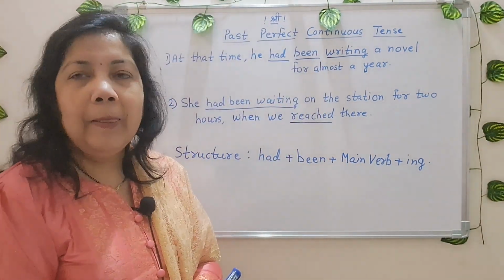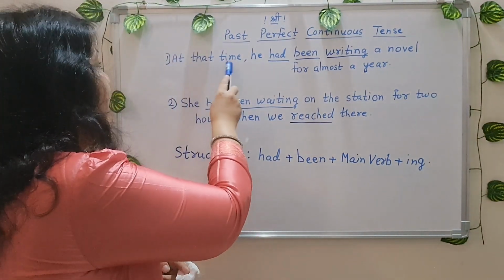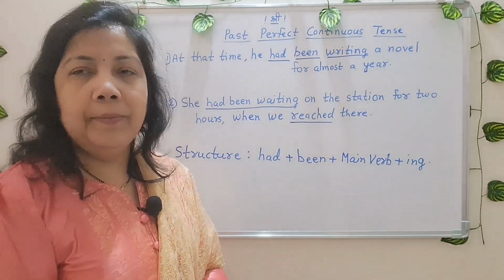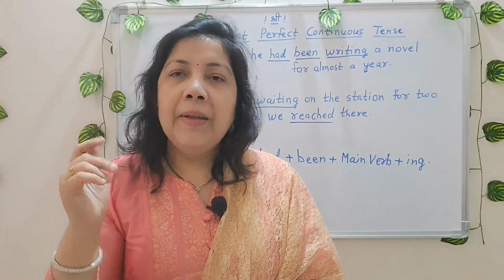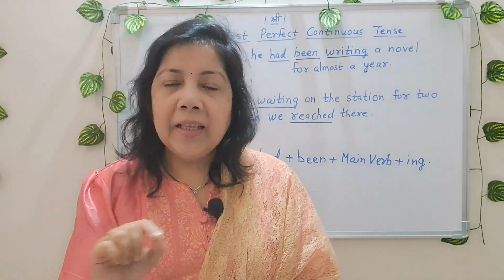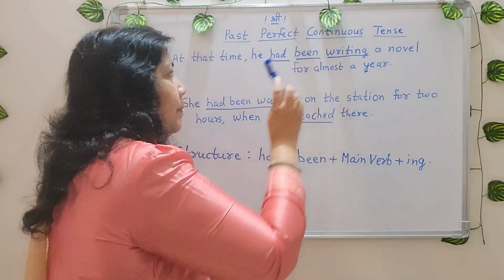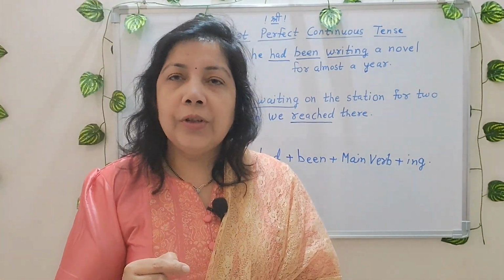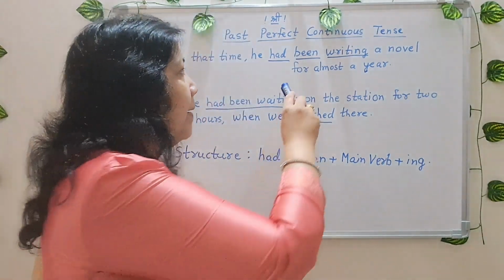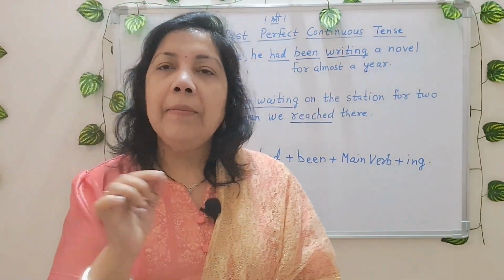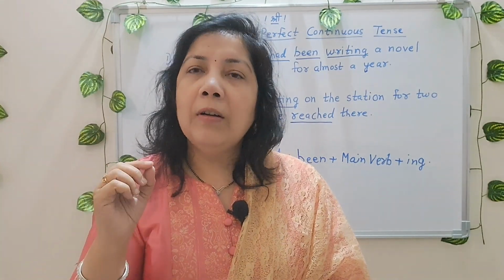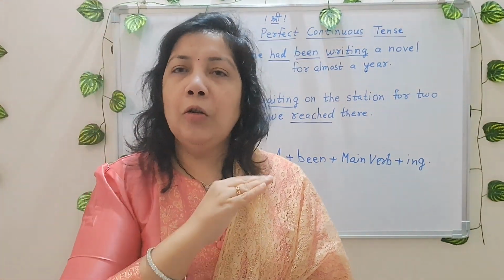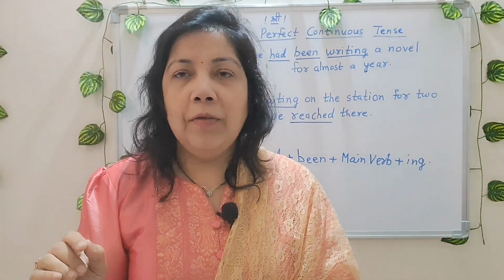First example, I will read the example. At that time, he had been writing a novel for almost a year. At that time, sometime in the past, he had been writing. Had been writing is the verb. And based on that verb, we decide which tense is used in that sentence. He had been writing a novel. Now that time, he had been writing a novel for what time, for how much time? For almost a year. So for a long time, he had been writing that novel.